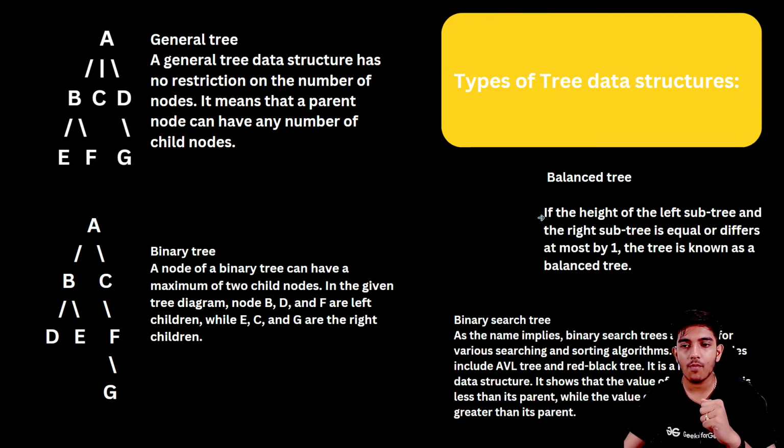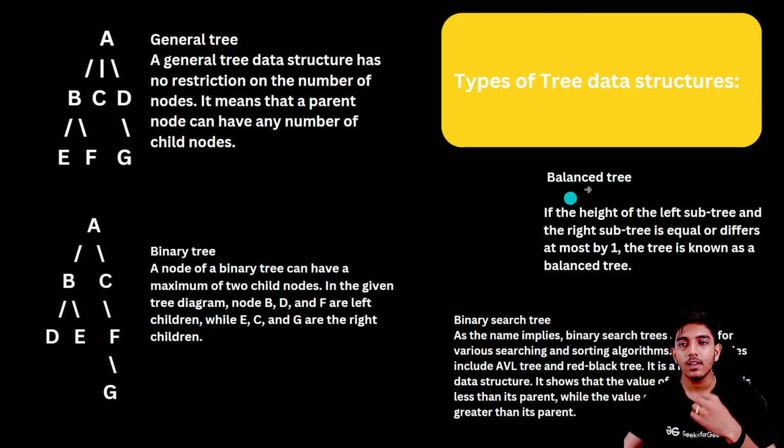So now what is a binary search tree? This is very important. We are going to learn this tree because this is the most used one, and we will be working on binary search tree operations in the next video. As the name suggests, binary search trees are used for various searching and sorting algorithms. The examples we will be using are the AVL tree and red-black tree. It is a non-linear data structure where the value of the left node is lesser than the parent, while the value of the right node is greater than the parent.